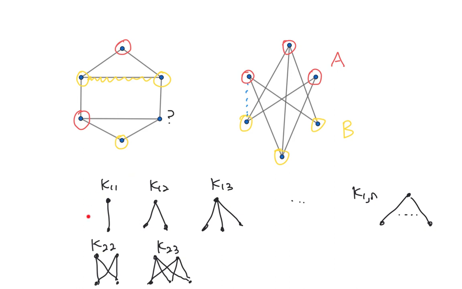Now down below I have drawings of complete bipartite graphs. So as you can see, in a complete bipartite graph, you can put all the vertices in A on top and all the vertices in B on bottom, and then you connect all possible edges.